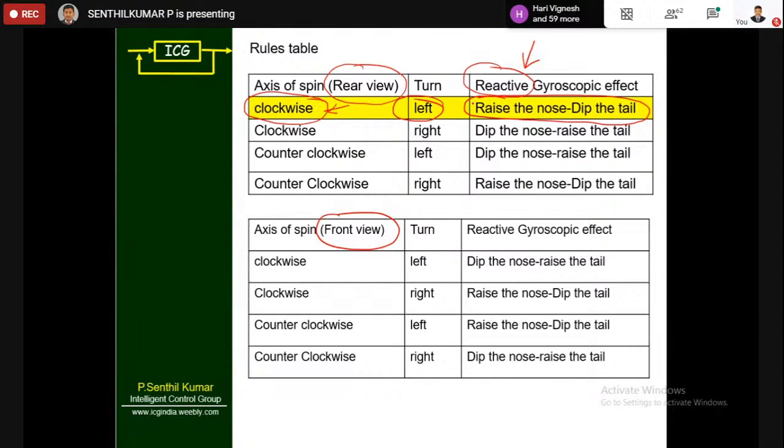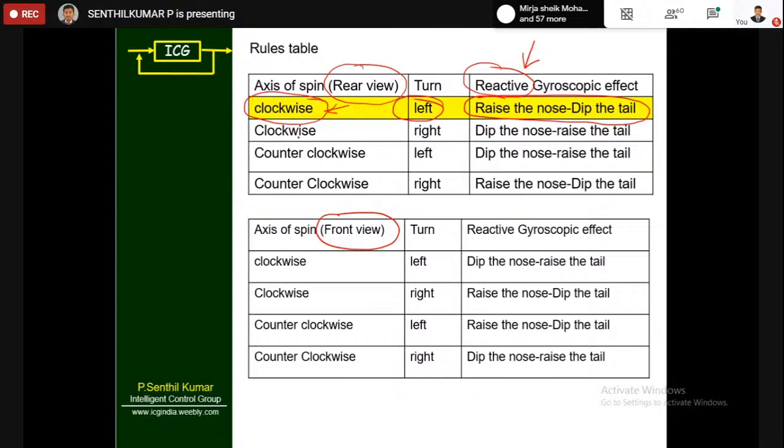In the question paper, they can make a twist. If they ask active, then whatever you are writing, you have to write the opposite. That's very, very important. I hope you have done this experiment in the laboratory, so I don't need to give any explanation. How can you say that, sir, clockwise, left is raise the nose, tip the tail? That's why we are doing an experiment. I hope your faculty member explained in the laboratory why it is called raise the nose, tip the tail. Right now I can't explain because I don't have that experimental setup in the presentation.